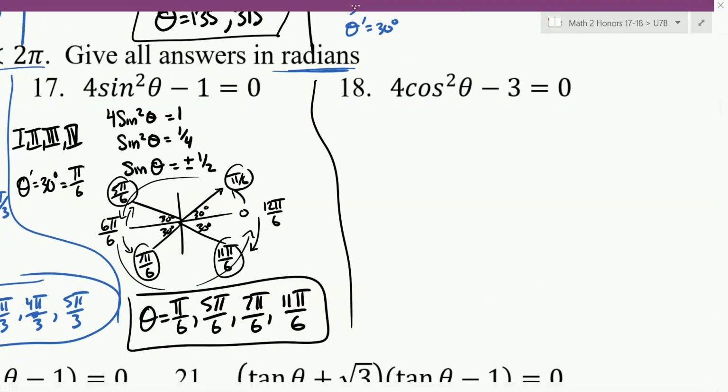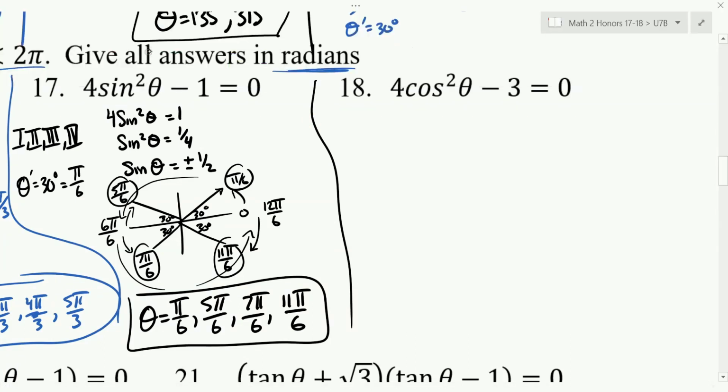Number 18. Solve for cosine squared first. So you got 4 cosine squared theta equals 3. Cosine squared theta is positive 3 over 4. And we found in the first part of our homework that if we have cosine squared is a positive, then that's going to give us an answer in each quadrant.